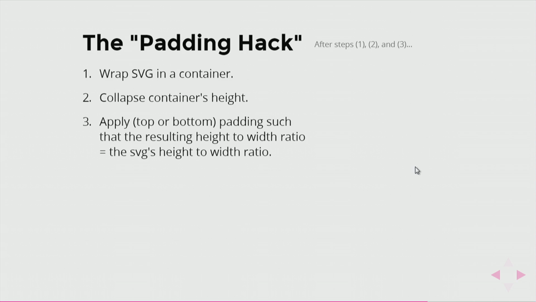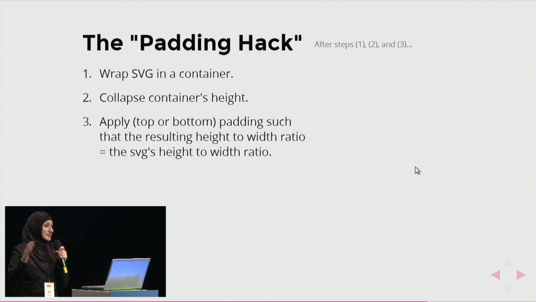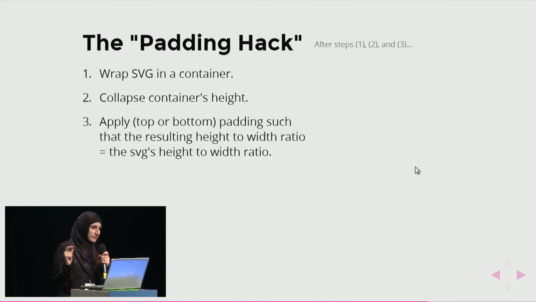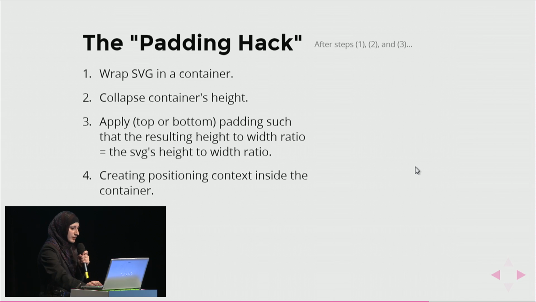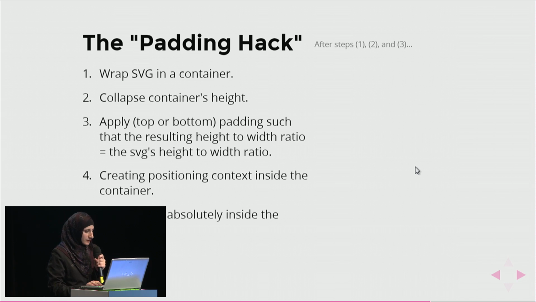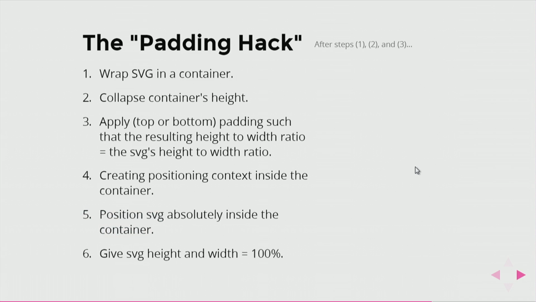Now, why are we applying top or bottom padding? The reason is that when you're applying a top padding to an HTML element, if you're using percentage values, the percentage is going to be calculated relative to the element's width, not relative to the element's height. So when you apply a padding like padding-top 50%, the padding is going to be equal to 50% of the width of the element. I'm going to go over this technique again with the code in a second. After you've applied the padding hack, you create a positioning context inside the container, then position the SVG absolutely inside the container and give the SVG height and width.